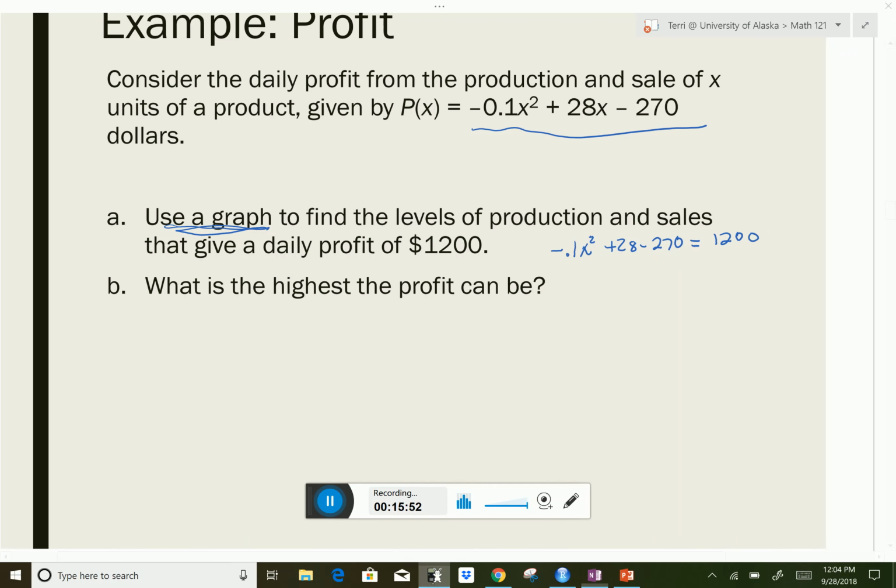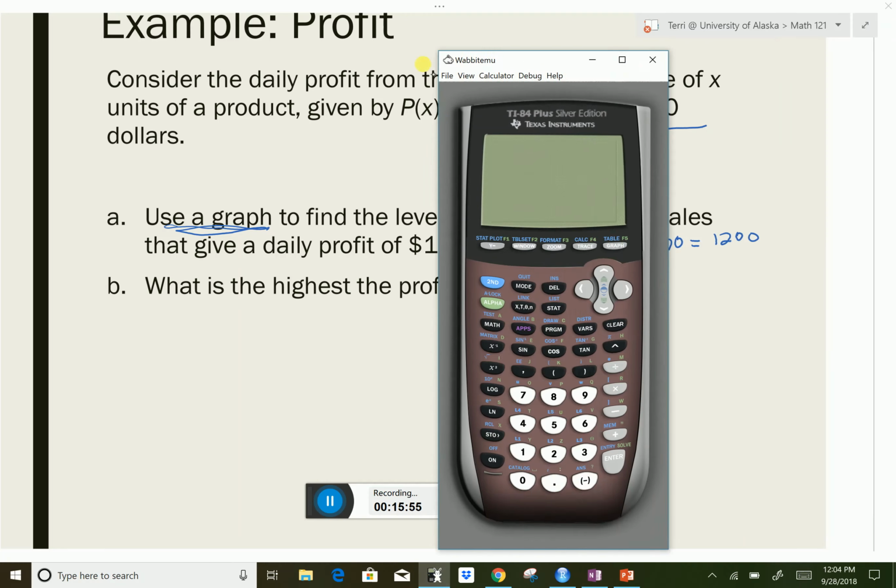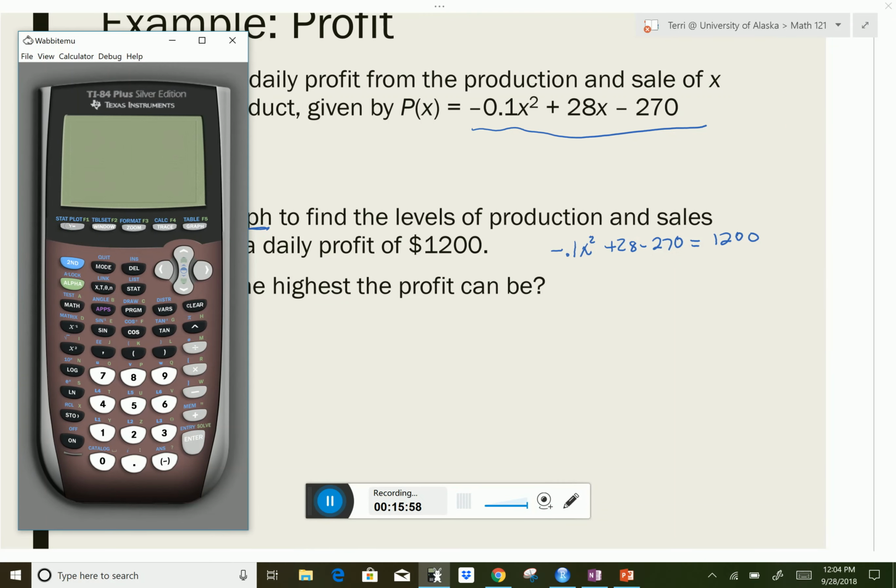So let's go to our graphing calculator again and go to our y equals. Oops, go in there. There we go. And let's put this in here. Negative 0.1 x. Oop, did that negative make it? Nope. Negative. Come on. Negative 0.1 x squared plus 28x minus 270. And then we want y2 to be the other one.